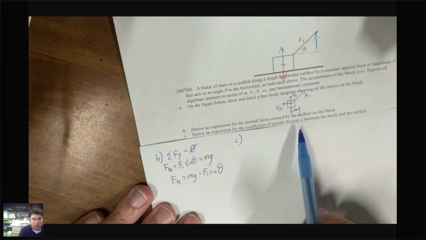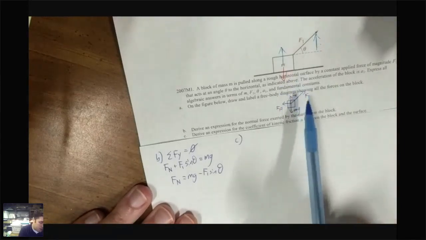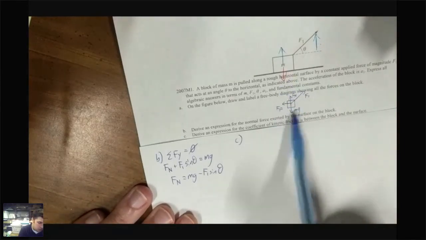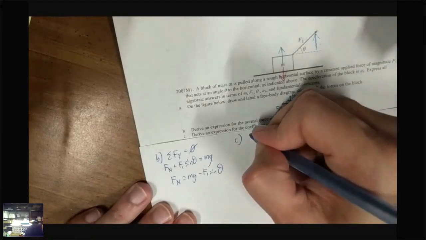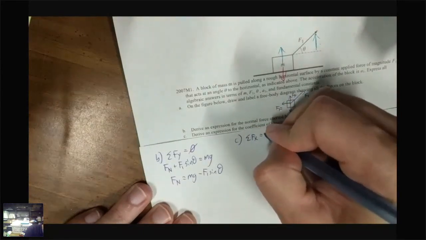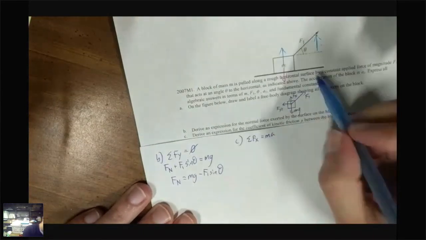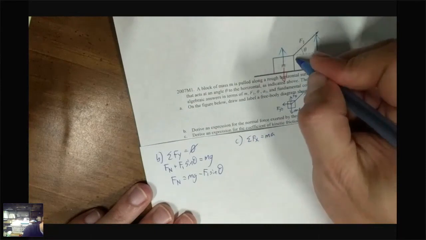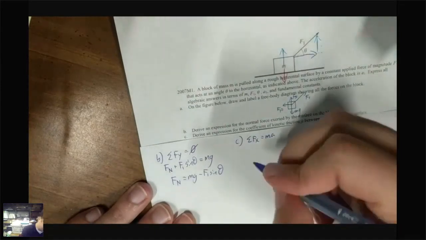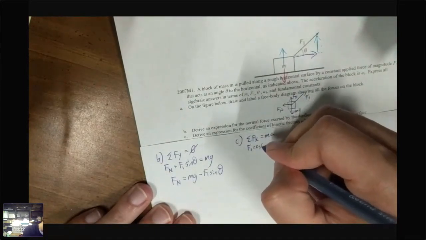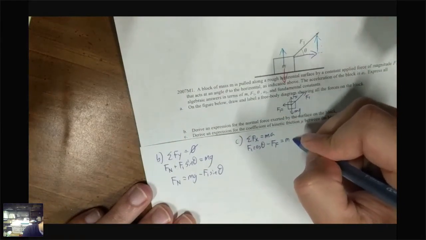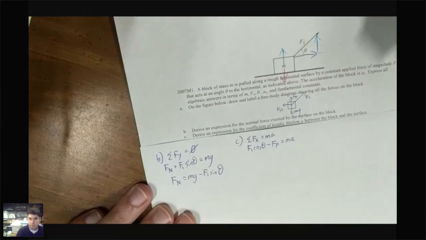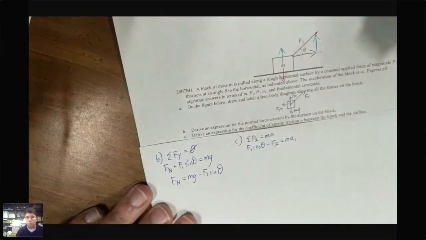Eventually, knowing mu here, I have to use FF equals mu Fn. But FF is part of the horizontal forces here. And I've got this acceleration thing floating around. So I'm probably going to start off by looking at the horizontal forces. Okay, this means that F1 cos theta going sideways minus the force of friction must equal m times a. A1, because that's the symbol we're using here.